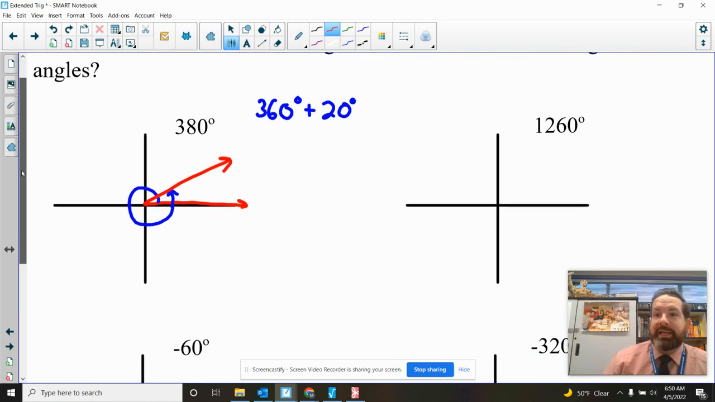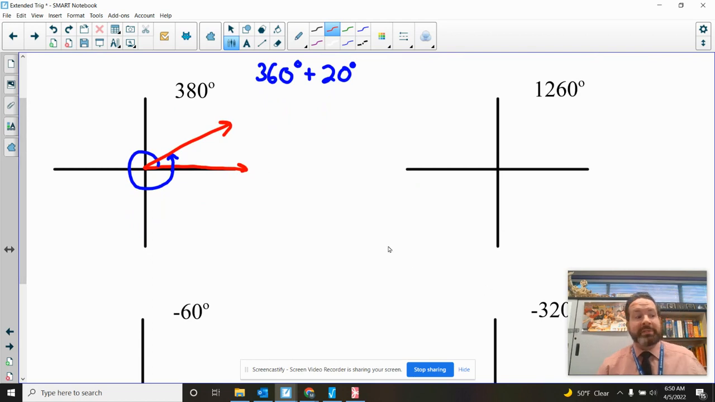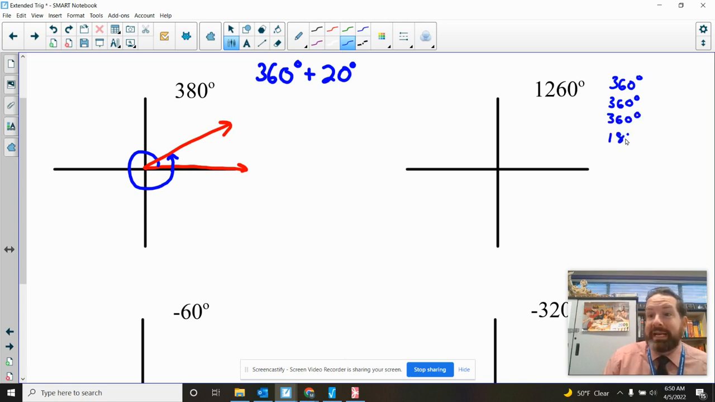Let's go again. So 1,260. I want to know how many 360s. So 1260 minus 360 minus 360 minus 360. Okay, so here's what we got. This 1260 is a 360 plus another 360 plus another 360 plus 180. Here's how we're going to show this, and here's why it matters.